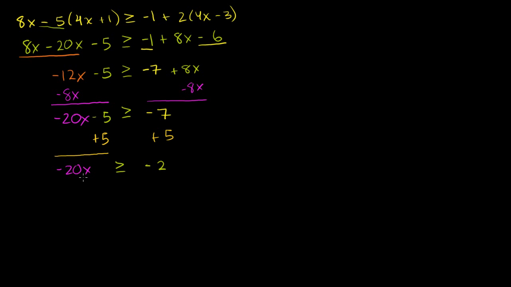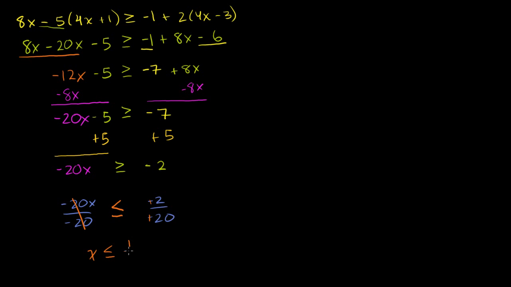If this was an equation, or really any type of inequality, we want to divide both sides by negative 20. But we have to remember, when you multiply or divide both sides of an inequality by a negative number, you have to swap the inequality. So let's remember that. If we divide this side by negative 20 and this side by negative 20, we have to swap the inequality. The greater than or equal to has to become a less than or equal sign. And of course, these cancel out. And you get x is less than or equal to, the negatives cancel out.